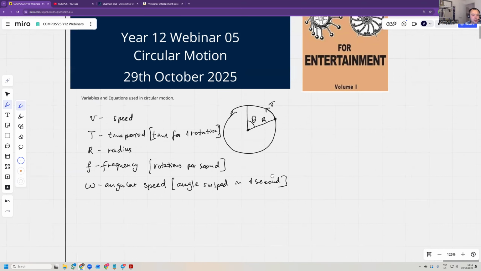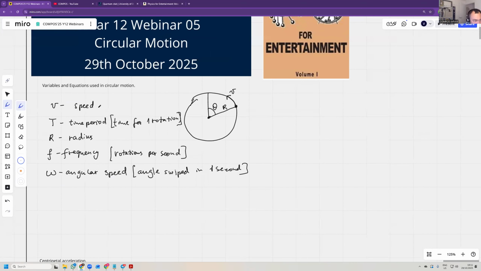Okay, and equations, of course. If you're moving with speed, speed is distance divided by time. So a whole circle, the circumference of the whole circle is 2 pi r. So the speed is 2 pi r divided by the time period. Or in other words, the time period is 2 pi r divided by v. That's a very useful relationship.